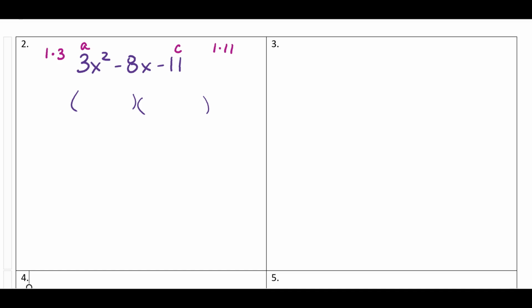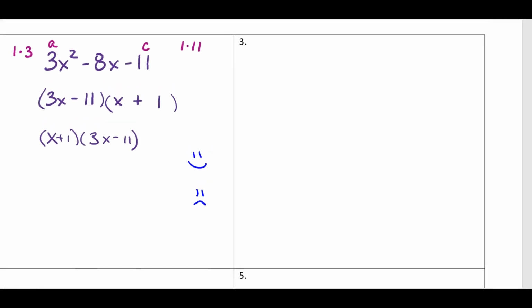So the answer to number 2 here is going to be 3x minus 11 times x plus 1. And remember, you can have it the other order as well. You can have x plus 1 times 3x minus 11. So if you got this one correct, I want you to give yourself a smiley face. If you got it incorrect, give yourself a frowny face. And let's try number 3.